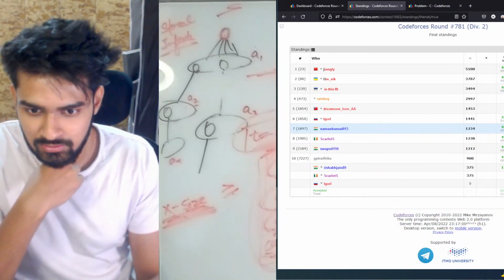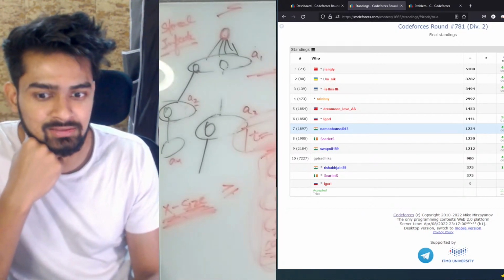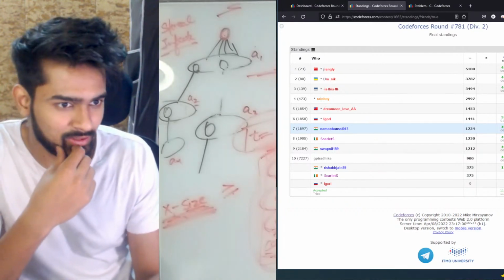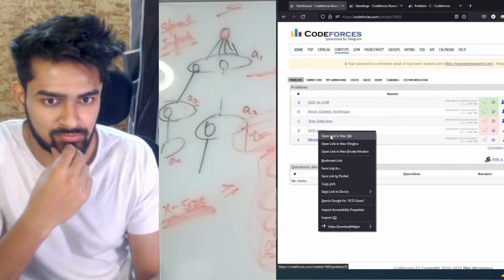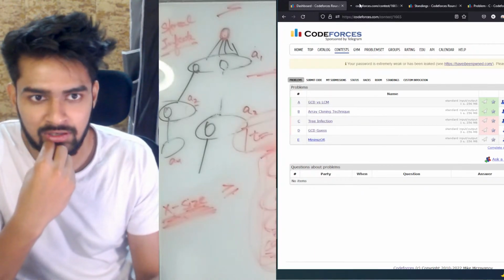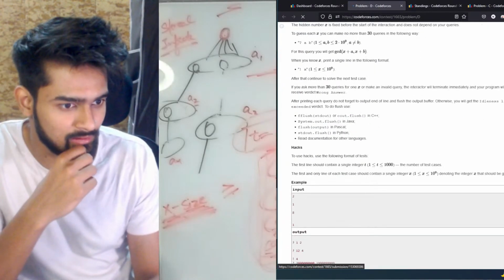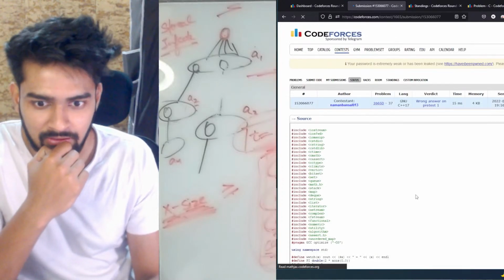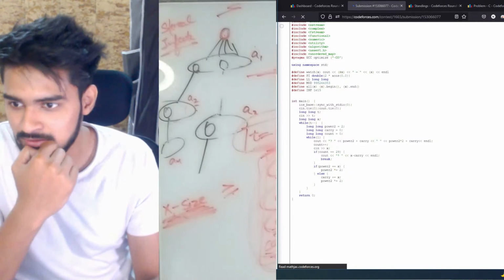Did you use CRT, Chinese remainder theorem, in D? No, I did not use Chinese remainder theorem, but I did something like that only, although it's a little complex to explain. This is how I did problem D, if anyone is interested. But let me just open up the editorial.